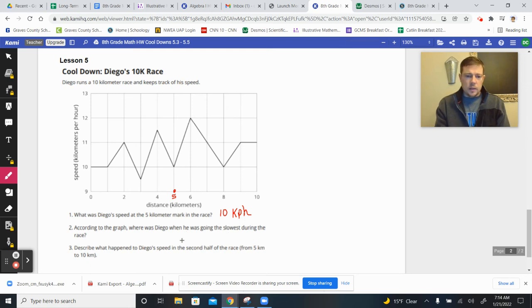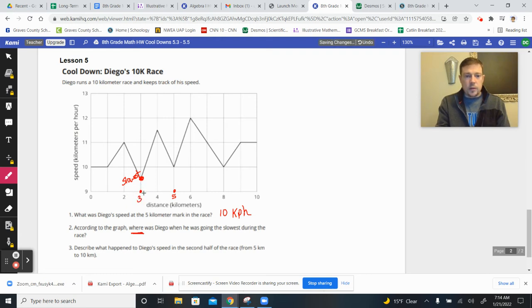All right, according to the graph, where was Diego when he was going the slowest during the race? So this is a where question, which is what distance. This time the function is giving you the output, okay, his slowest output. So if we're looking for the slowest number on the y, we're looking for the one that's lowest, which we just kind of have to track down here at the lowest. That would be here. This is where he was at his slowest. His slowest point in the race was found at right at kilometer 3 on the x-axis.